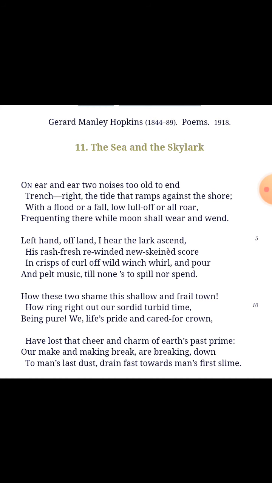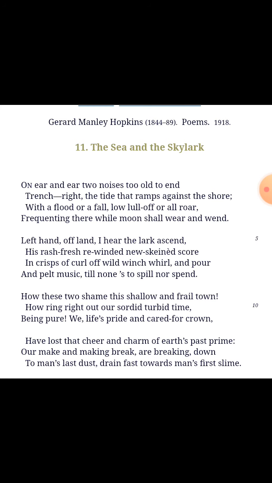How these two shame the shallow and frail town. How wring right out our sordid, turbid time. Being pure, we, life's pride and cared-for crown, have lost that cheer and charm of earth's past prime. Our make and making break, are breaking down to man's last dust, drain fast towards man's first slime.